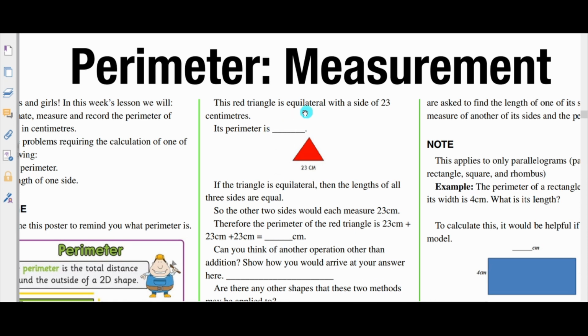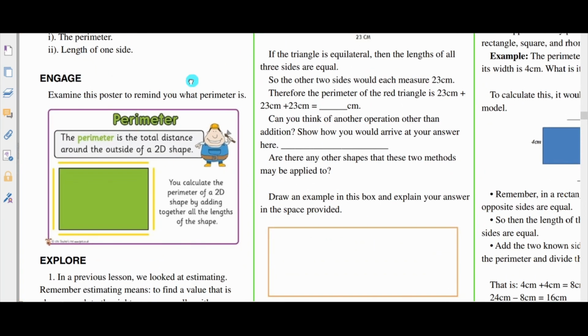So in this episode, we were looking at measurement, especially with regards to perimeter. And what is perimeter? Perimeter is the total distance around the outside of a 2D shape. All right, now you're going to go ahead and go to your textbook and follow up with the activities given on perimeter.